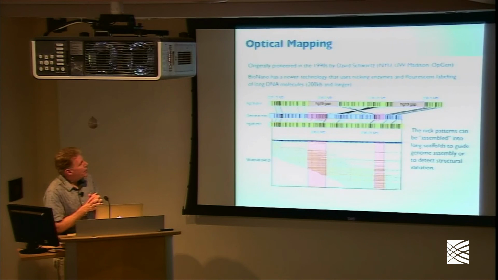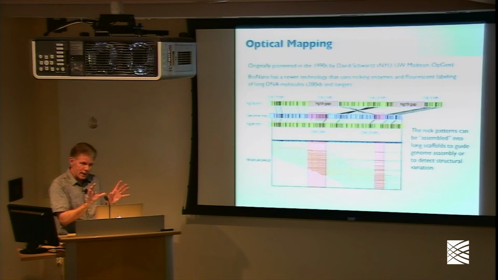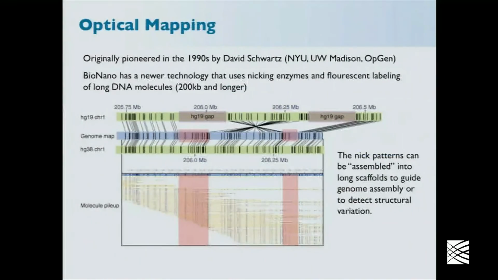One is optical mapping, and a version of this has existed since the 1990s that was based on stretching out DNA and using restriction enzymes to cut it and then measuring the fragment lengths. In the last few years, BioNano has a similar technology, but it's based on using a nicking enzyme, and then during the repair process, you fluorescently label the nicks, and you stretch out the DNA, and you can measure the nicks. And so you get this pattern of nicks, and you can use that pattern of nicks to reassemble the molecules into a picture of what the original structure was.